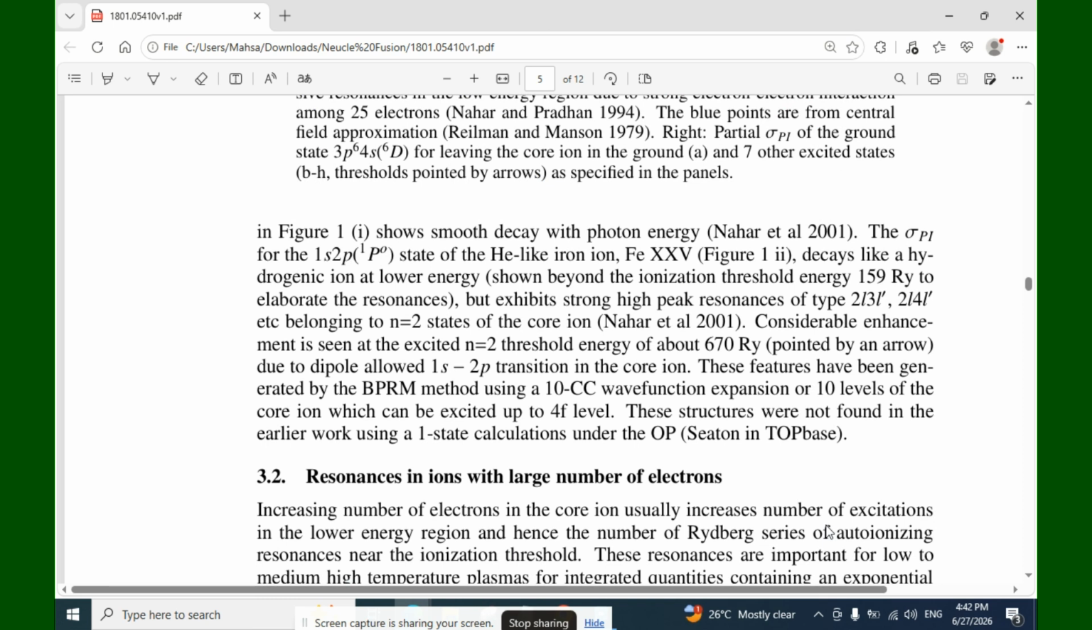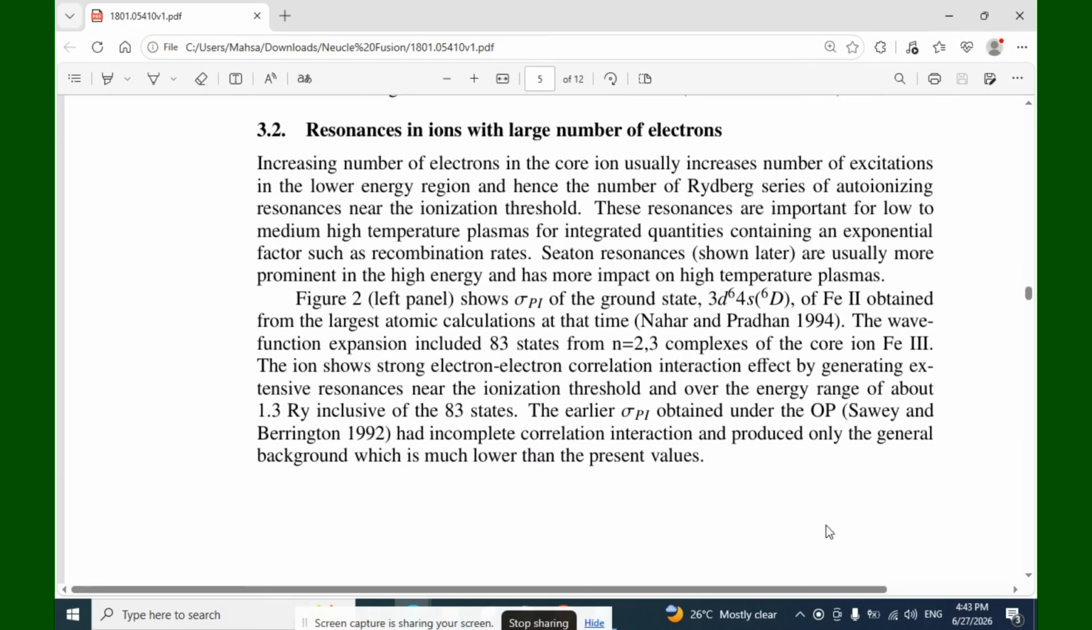Nahar and colleagues in 2001: considerable enhancement is seen at the excited n equal to 2 threshold energy of about 670 Ry, pointed by an arrow, due to the dipole allowed 1s to 2p transition in the core ion. These features have been generated by the BPRM method using a 10-CC, or close coupling, wave function expansion of levels of the core ion which can be excited up to the 4f level. These structures were not found in the earlier work using a one-state calculation under the OP, or Opacity Project, situated in the Top Base.